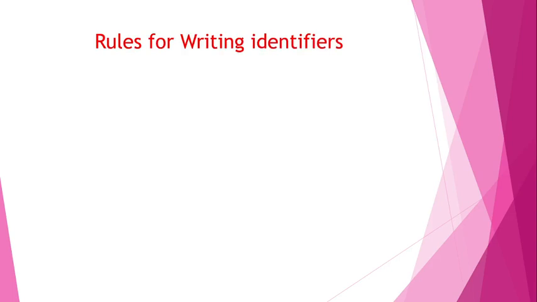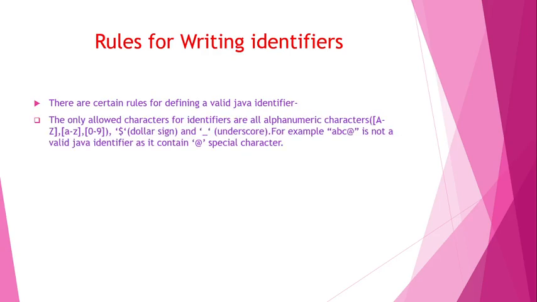So, rules for writing Java identifiers. Hence, our Java community has made certain rules for writing the identifiers. Following are the rules. The only allowed characters for identifiers are all alphanumeric characters, that is from capital A to capital Z, from small a to small z, from 0 to 9, $ sign and underscore. For example, ABC@ is not a valid Java identifier as it contains special character.